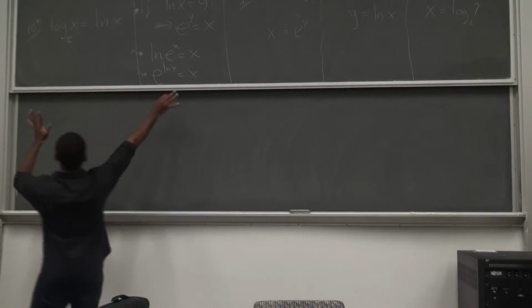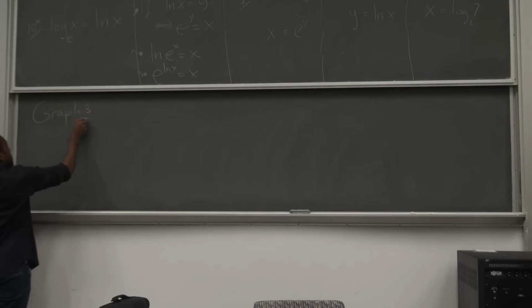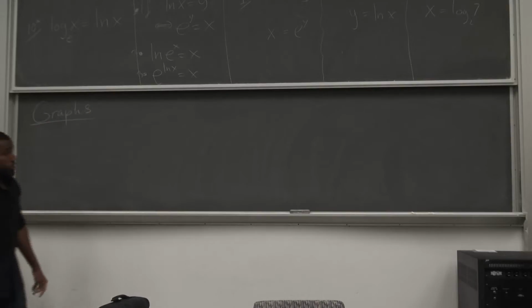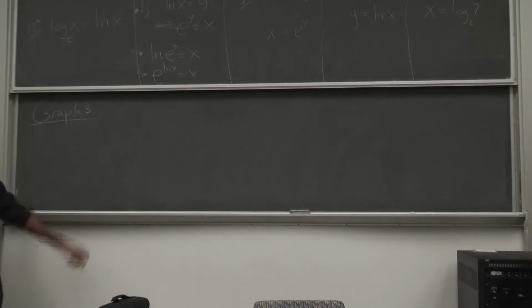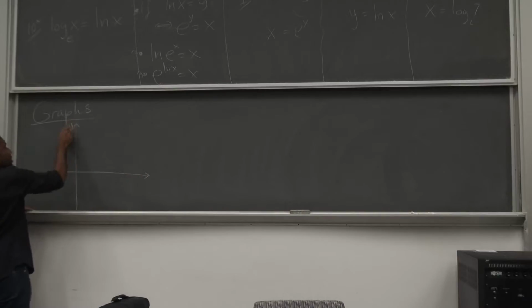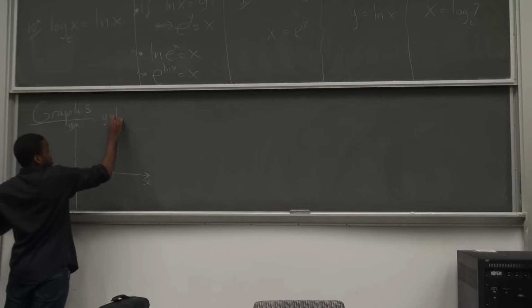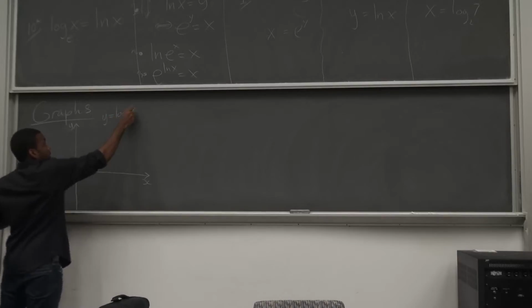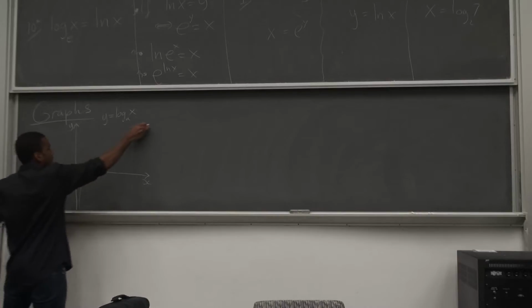Okay, so that was just a review that we talked about last time, so now let's continue. Let's talk about the graphs. I already told you what the graph of a to the x looks like, the exponential graph. Now let's look at y equals ln x. The graph of y equals ln x, or in general log to the base a of x, ln x will look pretty much the same. It looks like that.